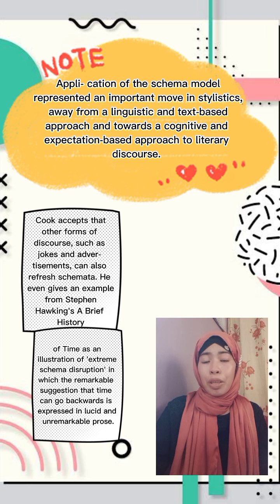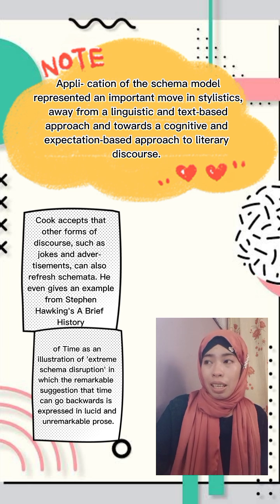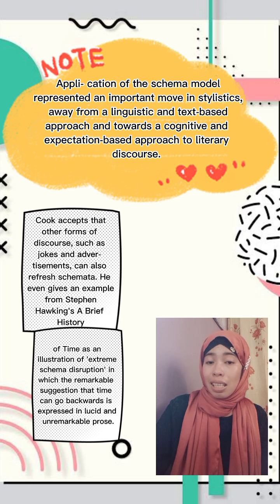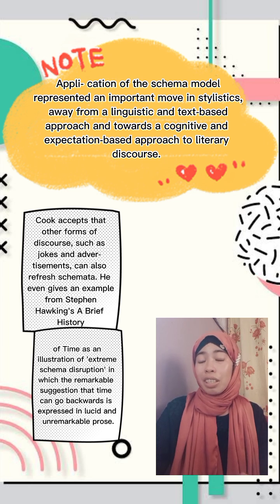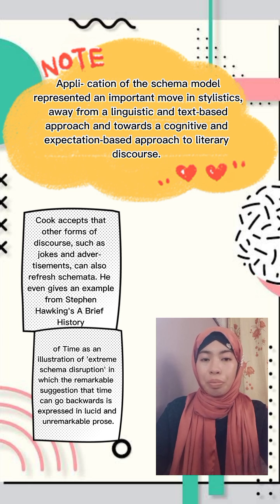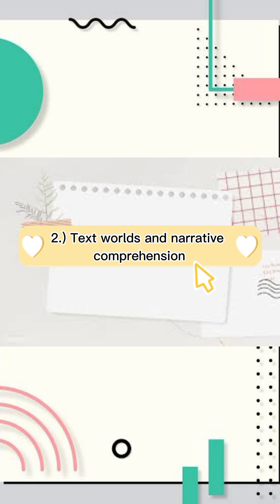So generally, Cook's general point is that because literary texts affect our schemata in special ways and on a number of levels, traditional stylistic concepts like foregrounding are better located in a framework of cognition than in a framework of language. Let's shift our focus to text worlds and narrative comprehension.